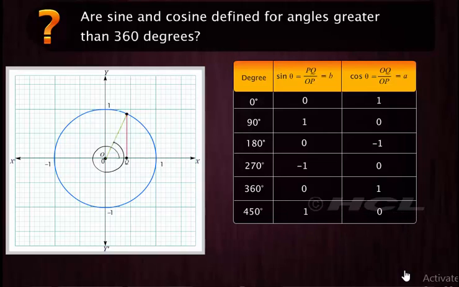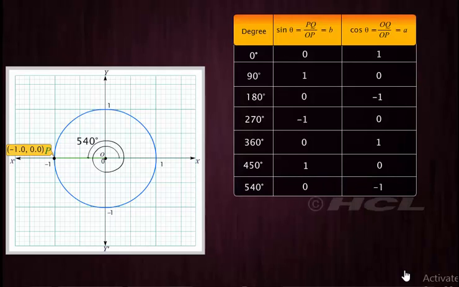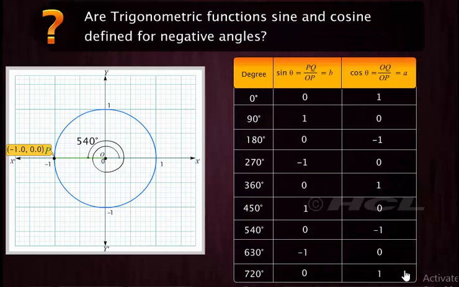Yes. As you can see, for the angle 450 degrees, the value of sine theta becomes 1 and the value of cosine theta becomes 0. And for the angle 540 degrees, the value of sine theta becomes 0 and the cosine value becomes -1. We can observe values for all the angles. Now what about negative angles?